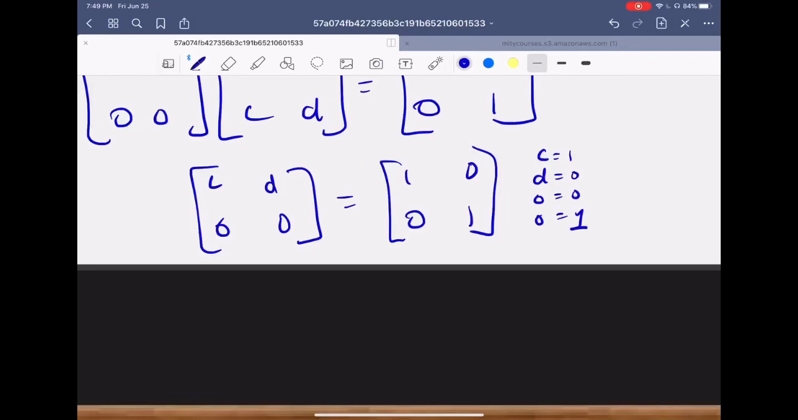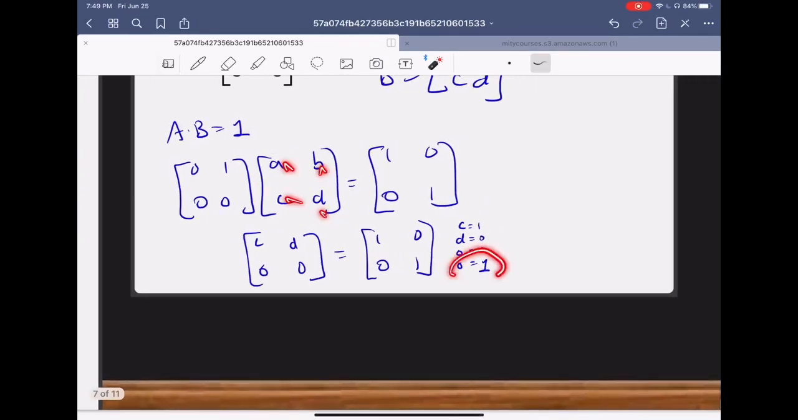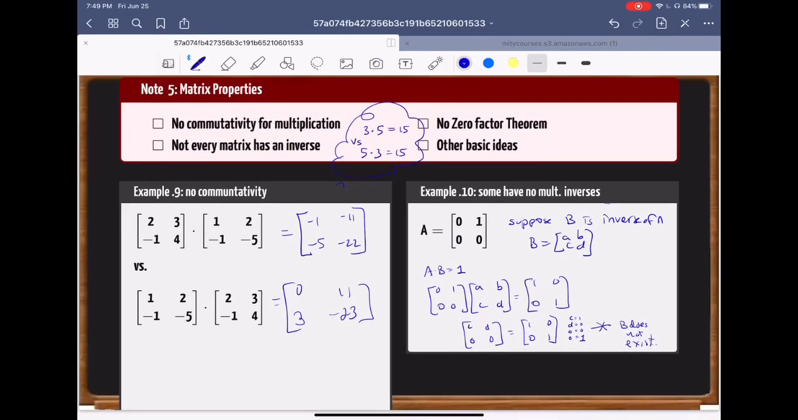Does anyone see a problem here? This leads to a clear contradiction. There's no value of A, B, C, and D that make 0 equal to 1. It's just not happening. And so this would be the symbol for contradiction, and therefore B does not exist. And I just proved that this matrix A has no multiplicative inverse in the entire universe of all matrices. There's no matrix that could kill A and give you the identity.